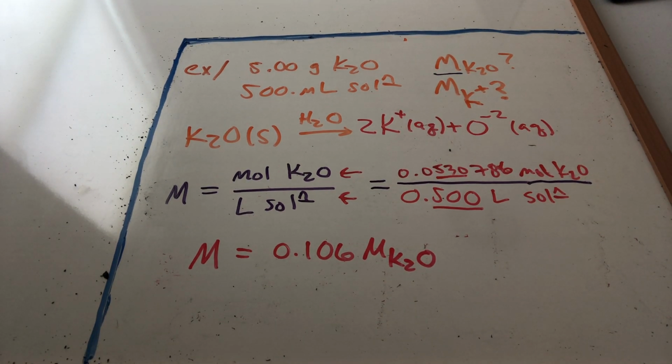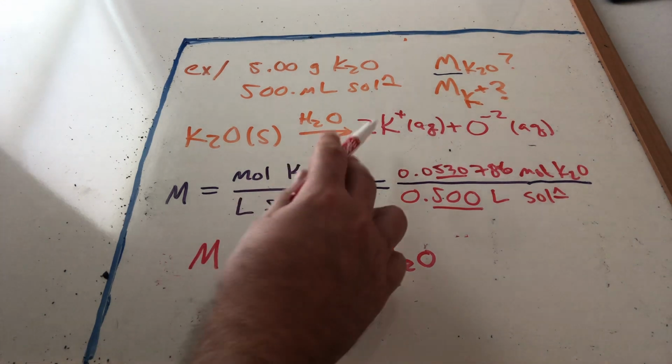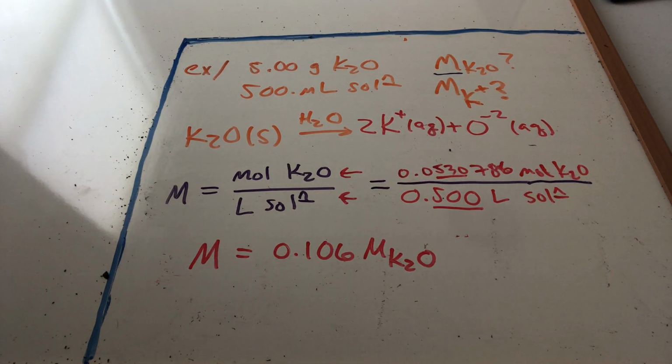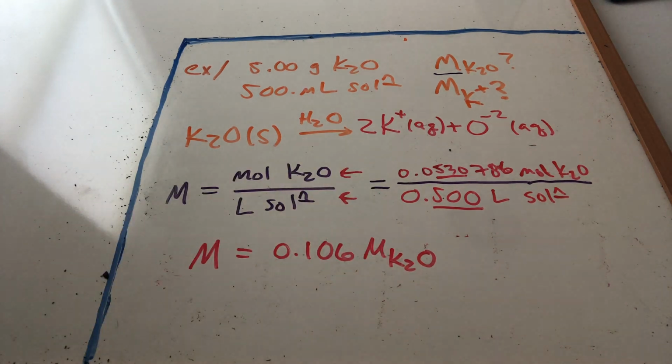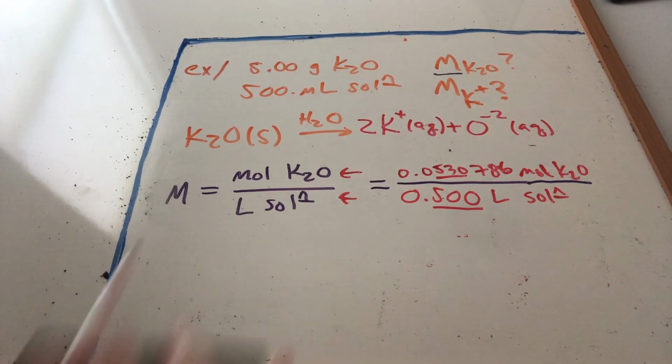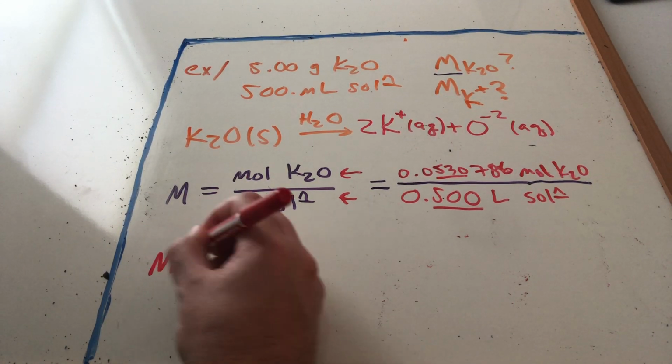Okay. Now, from here, we can finish the rest of the problem. And what the problem says now is, well, what about K plus, right? K plus is going to be floating around in here. We figured out how many moles of K2O we dissolved, but what happened when everything broke down? Can we focus in on just one individual ion and look at it as a separate entity? And the answer is yes. Well, what would the molarity of K plus look like?